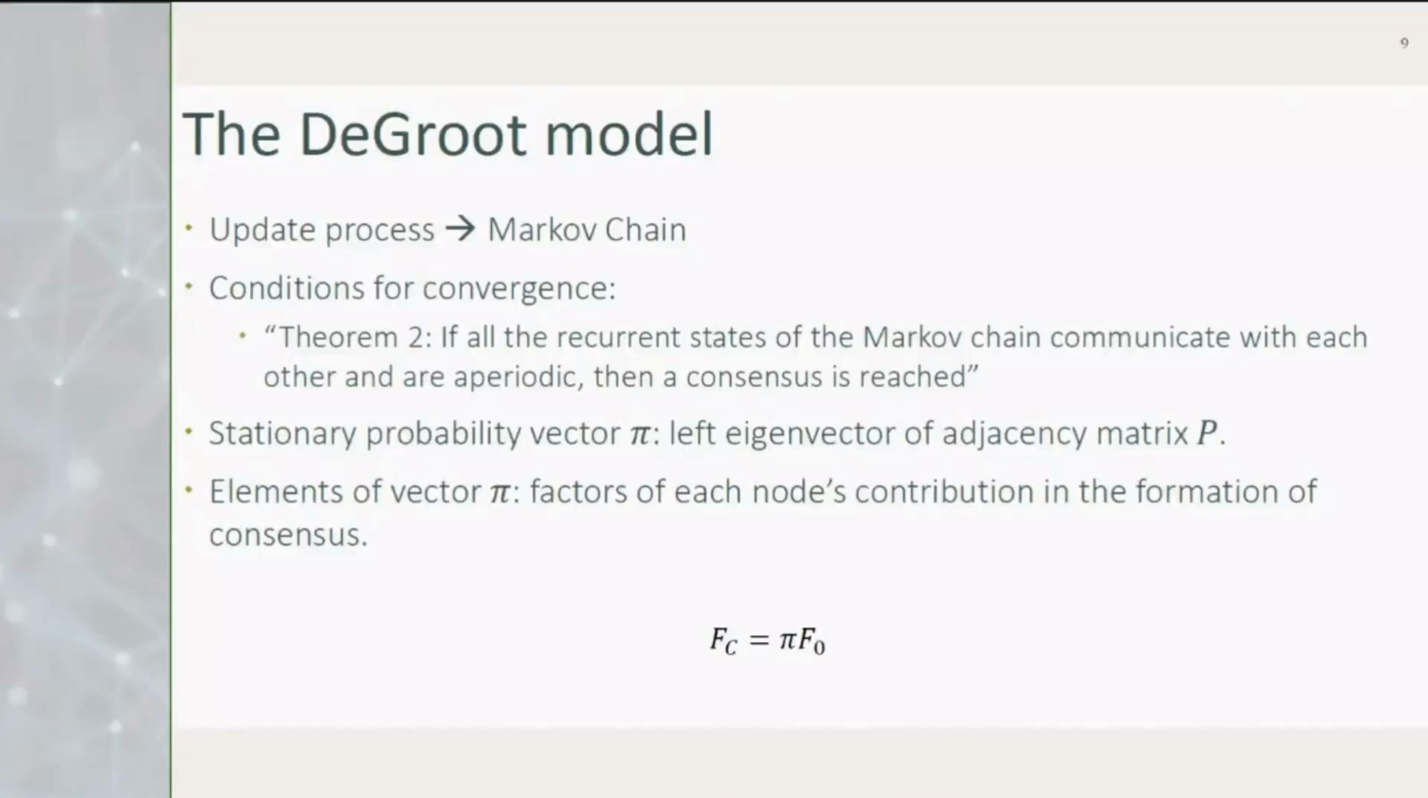This little formula right here, this little equation, holds some very interesting features. It actually states that the final opinion is solely based on the initial opinion of the nodes and on the structure of the network that is contained in the elements of vector π. So regardless of any other aspects, regardless of how long it will take to converge or whatever else happens, the network will converge to the same opinion.